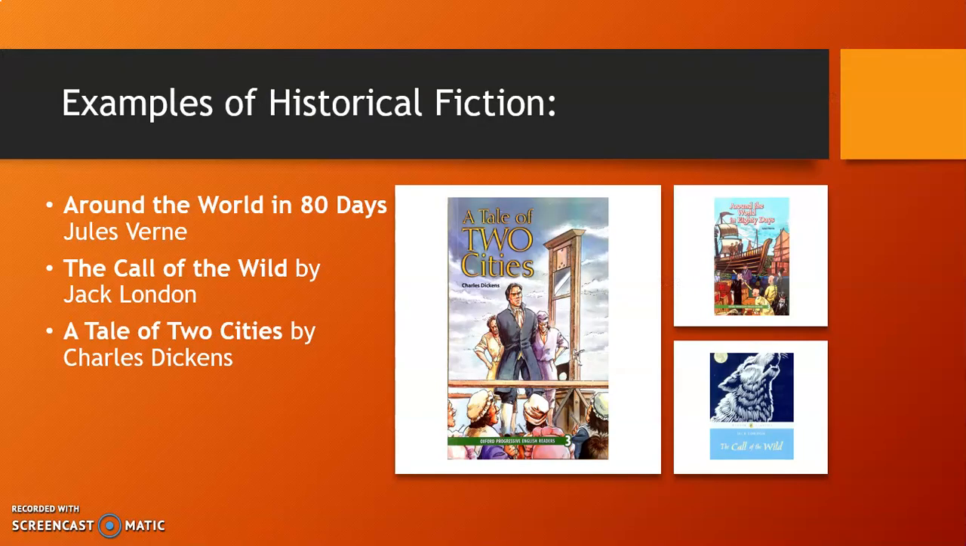Here I am showing some examples of historical fiction from classic literature, like Around the World in 80 Days by Jules Verne, The Call of the Wild by Jack London, and A Tale of Two Cities by Charles Dickens.